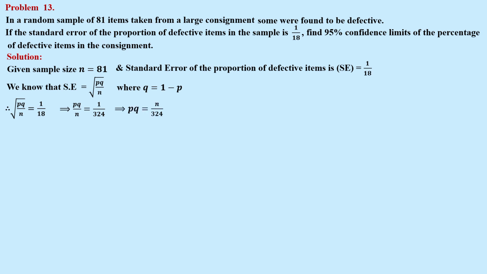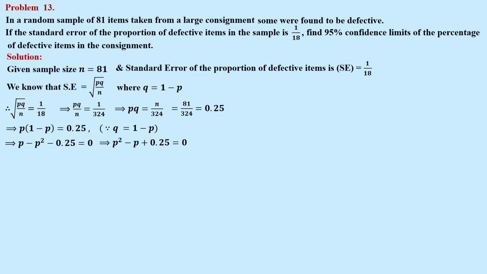So PQ is equal to N by 324, and N is equal to 81. So 81 by 324 is equal to 0.25. So P into 1 minus P is equal to 0.25, since Q is equal to 1 minus P. So P minus P square minus 0.25 is equal to 0. Multiplying by minus, P square minus P plus 0.25 equals 0.